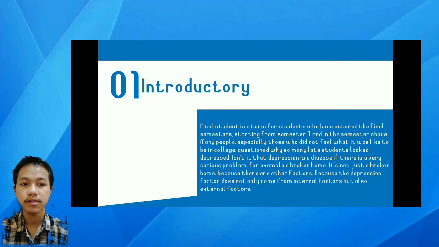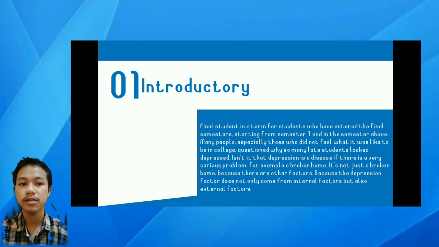For example, a broken home. It is not just a broken home because there are other factors. Because the depression factor does not only come from internal factors but also external factors too.